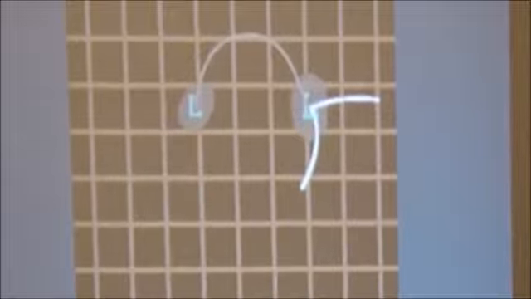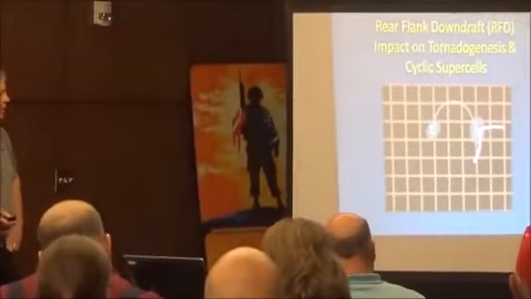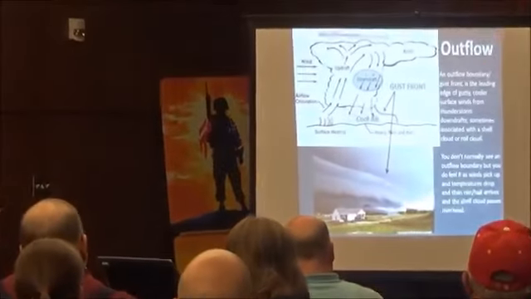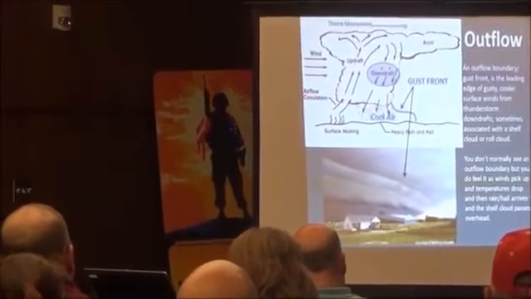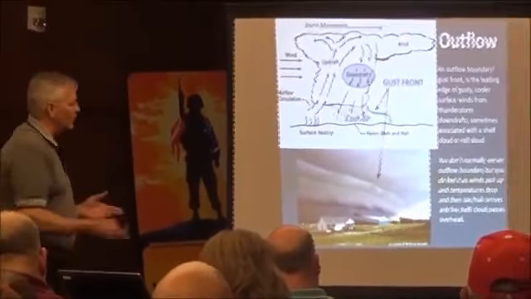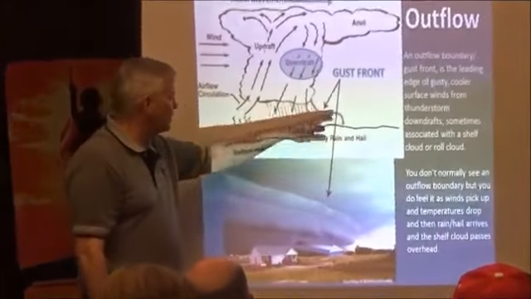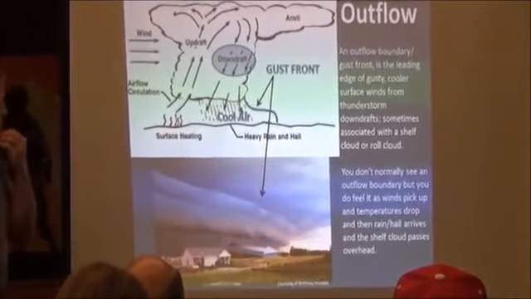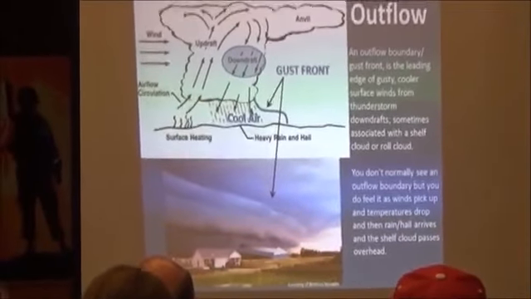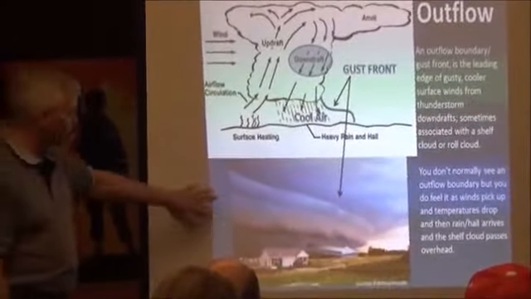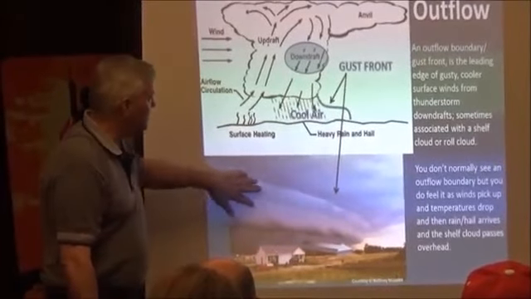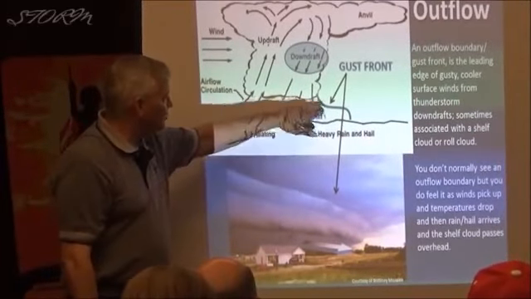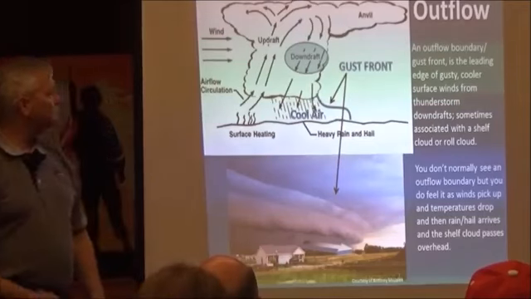And cyclic supercells are kind of the norm. Really, if you have a supercell, often it is cyclic. Okay, outflow. We talked about that in basic class a lot. But we have the gust front, which is the leading edge of that outflow. We have it with every storm, at the boundary. And we showed with the radar imagery earlier, of course, the shelf cloud is what you see cloud-wise. It coincides with the gust front.